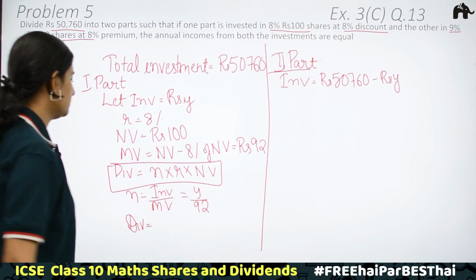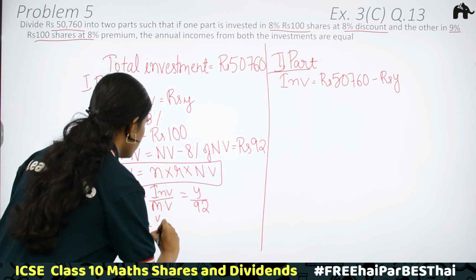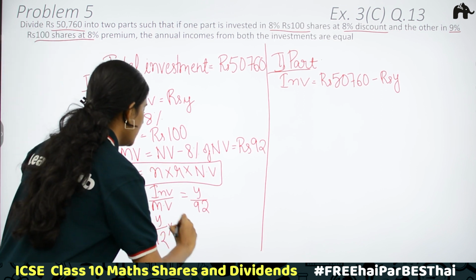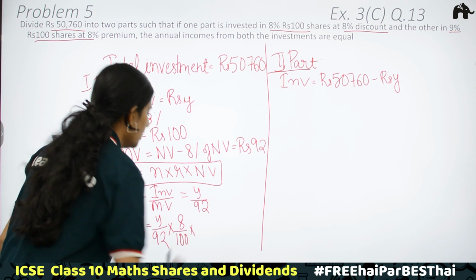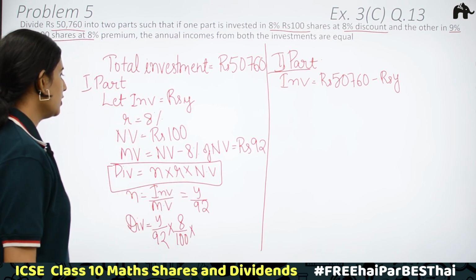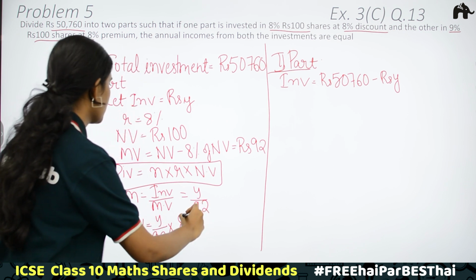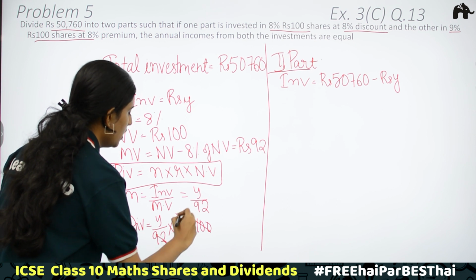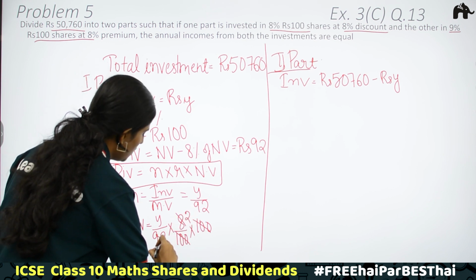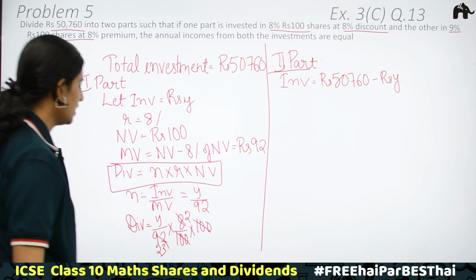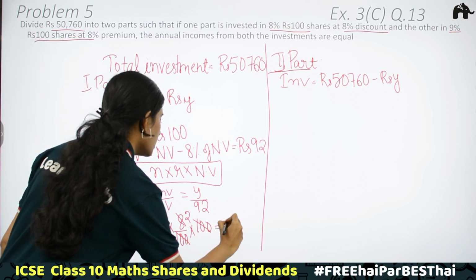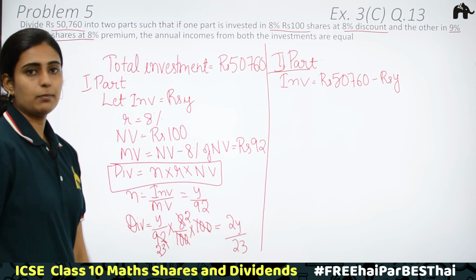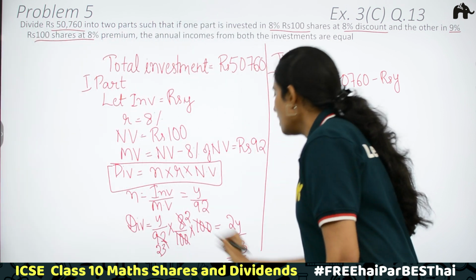Dividend is equal to N, Y by 92, into rate of dividend 8 by 100 into nominal value of one share, that is 100. Cancelling 100, 8 and 92. 4 2s are 8. 4 into 23 is 92. And the dividend is 2Y by 23. 2Y by 23. We got the dividend for first part.